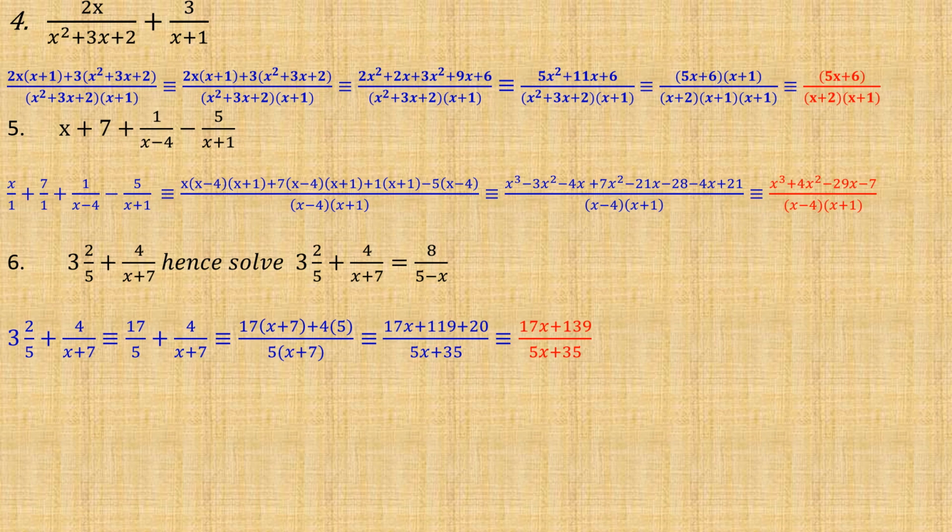So it is this single fraction that we shall equate. It is this very single fraction that we shall equate to what is given as a representative of the original split fraction. So what we shall have is 17x plus 139 over 5x plus 35 being equal to 8 over 5 minus x. And that will give us a way forward on how to solve for that value of x.